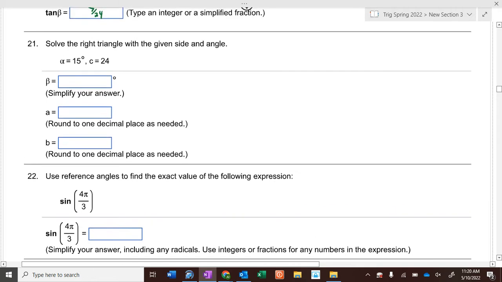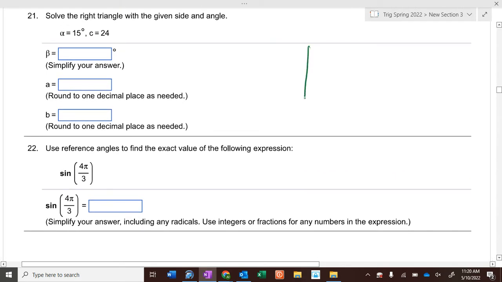You have a right triangle where alpha is 15 degrees and C is 24. Well, C is the hypotenuse. Okay? So we need to know angle beta. Well, beta is obviously this angle. How many degrees would beta be? 75. Because 75 plus 15 makes 90, and another 90 makes 180.